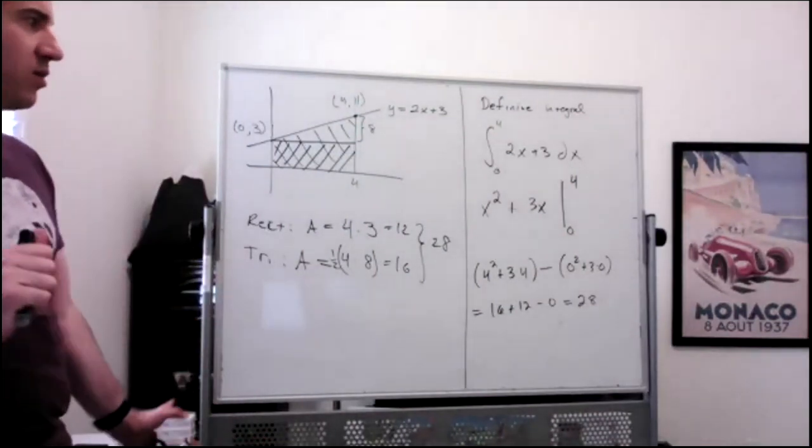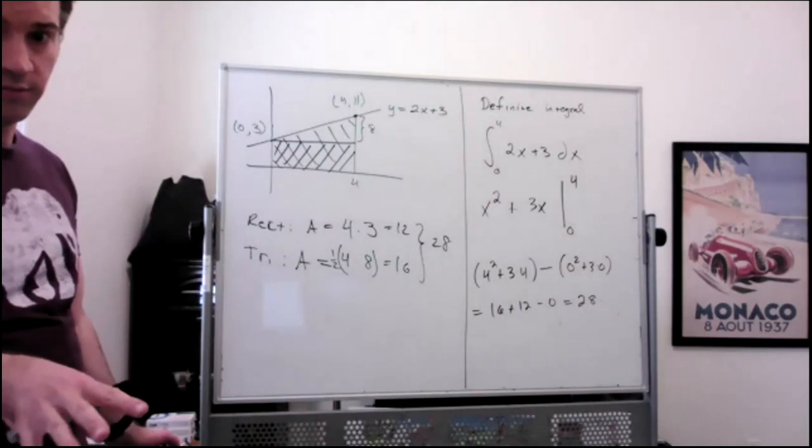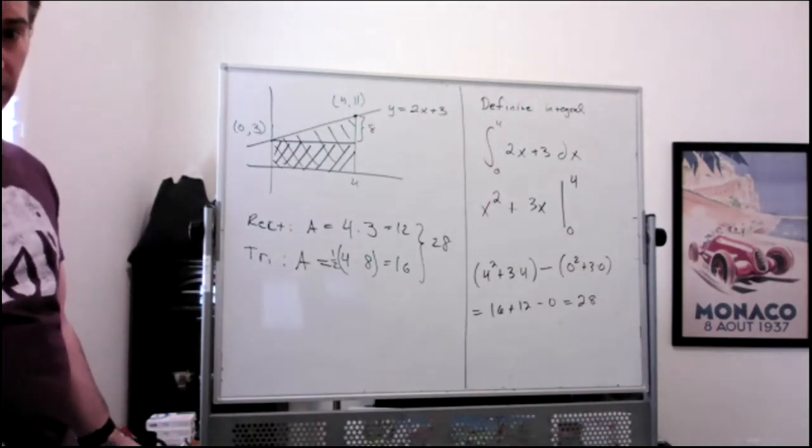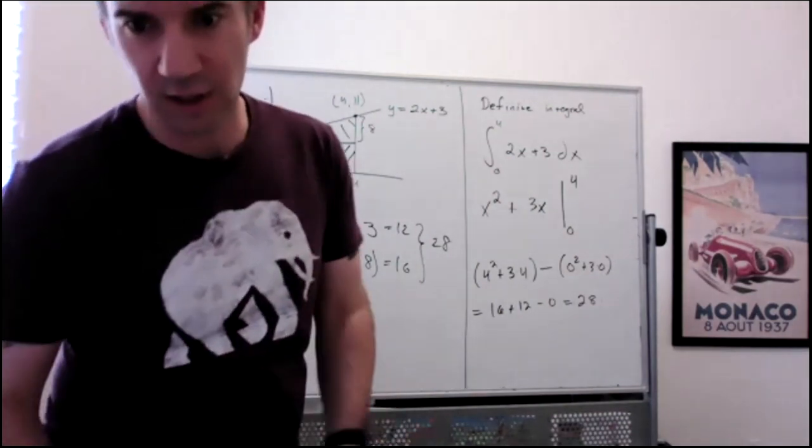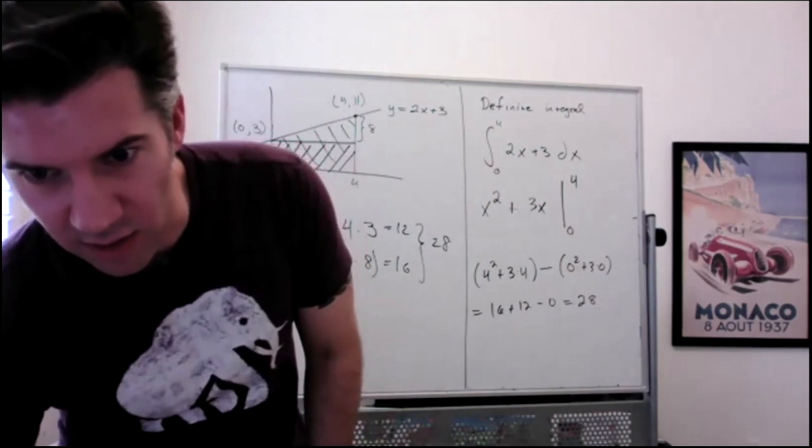So I think we should work through another example, one that has a square in it. So let's see. What do I want to do here?